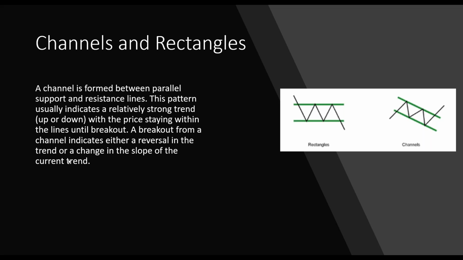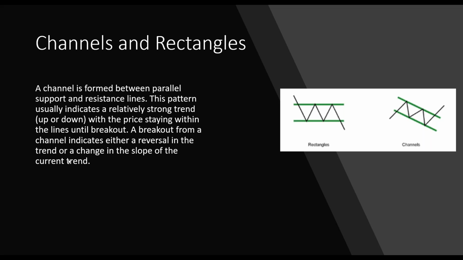Now, channels and rectangles occur quite often in our trading, and you should be aware of them, but they don't give us any validity for our type of trading because they happen so often. A channel is formed between parallel support and resistance lines. We could almost call it a double bottom and a double top, or sometimes we refer to it as trading between support and resistance lines.